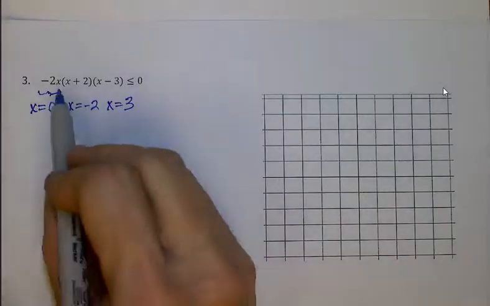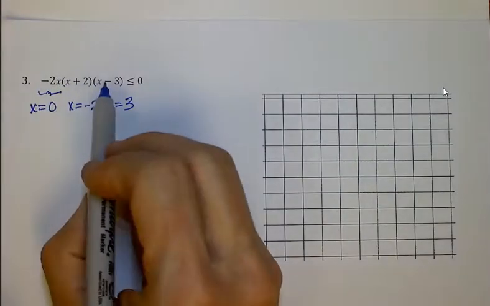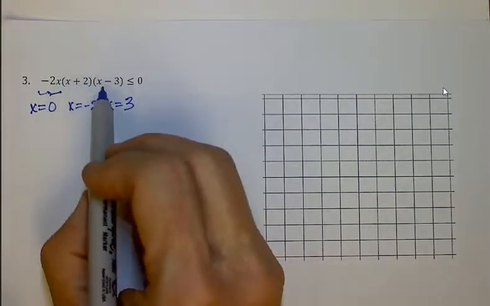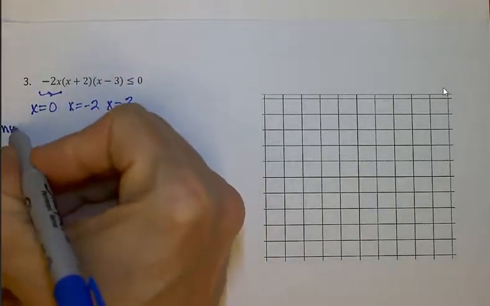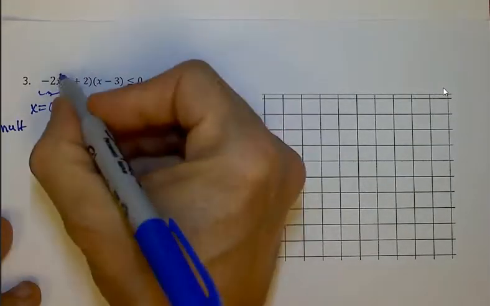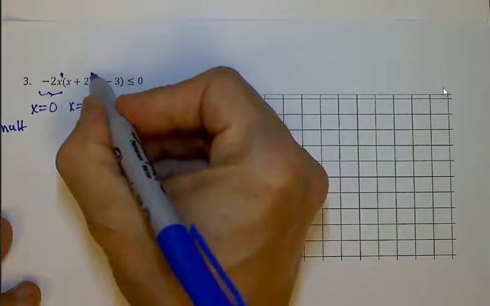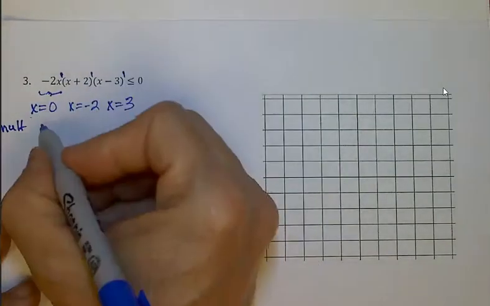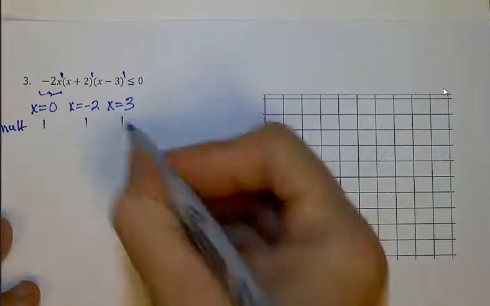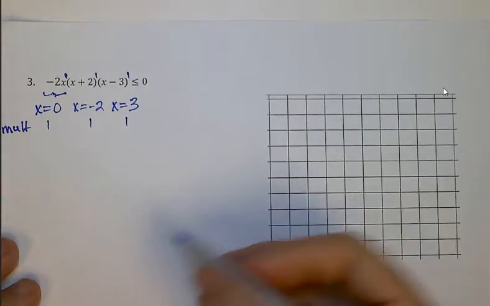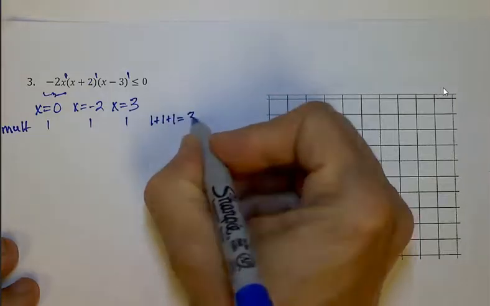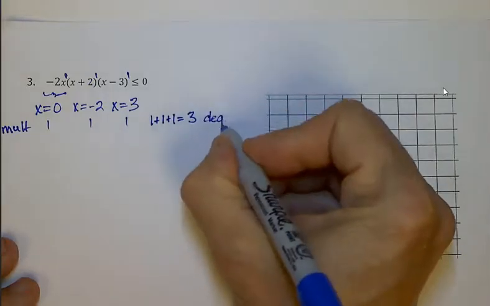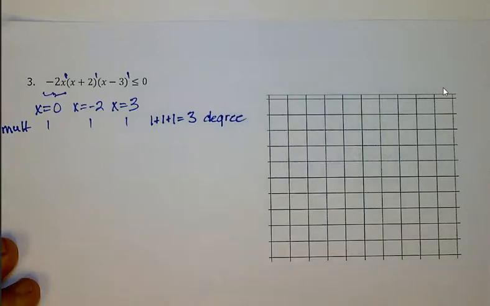Now remember when we did this before, we talked about finding the degree of the function by adding up the multiplicities. For these ones, the multiplicities are each 1, because each one of these factors technically has an exponent of 1. So each one of those is 1, and if we add those up, that gives us 3, which is the degree of our polynomial.